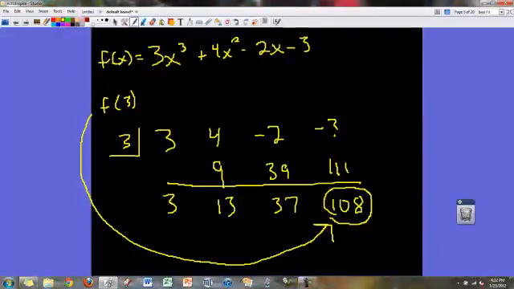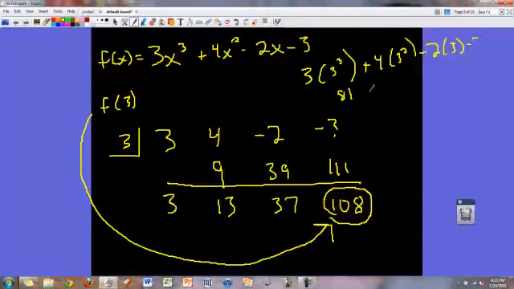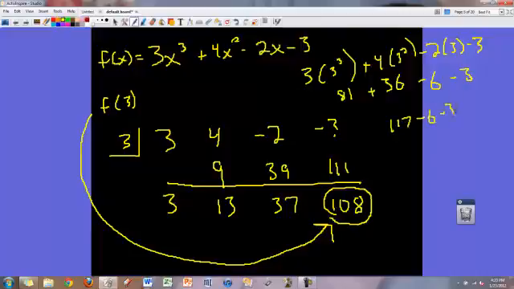So to plug in the 3 the long way, I would come up with the same answer. Let's see here. 3 times 3 cubed plus 4 times 3 squared minus 2 times 3 minus 3. So let's see, 81 plus 36 minus 6, and then minus 3 got cut off somehow. Interesting. So 117 minus 6 minus 3, 108. There you go. There's your answer.